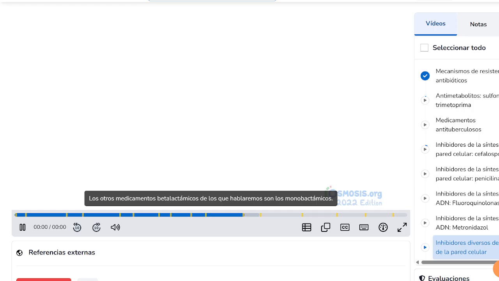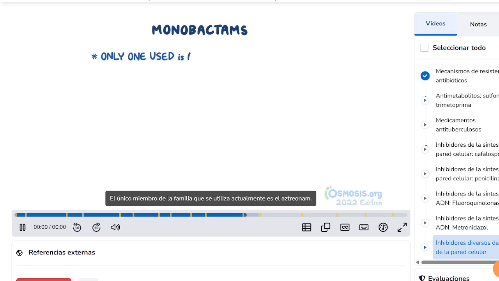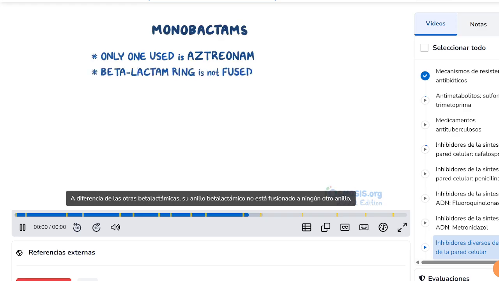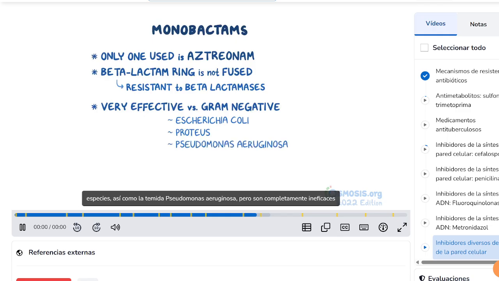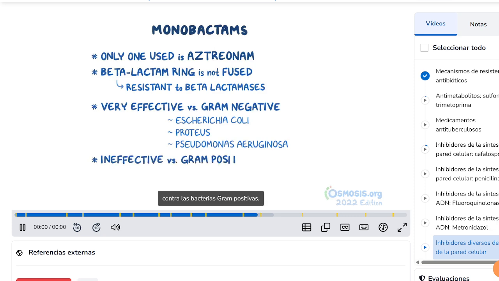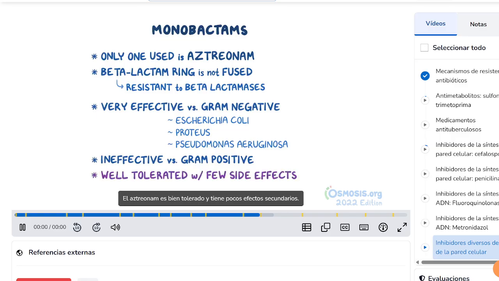The other beta-lactam medication we'll talk about are the monobactams. The only member of the family that's currently used is aztreonam. Unlike the other beta-lactams, their beta-lactam ring is not fused to any other ring, and it's sticking out on its own. This makes them resistant to beta-lactamases, as they can't fit properly inside them. They're very effective against gram-negative bacteria, like Escherichia coli and Proteus species, as well as the dreaded Pseudomonas aeruginosa, but they're completely ineffective against gram-positive ones. Aztreonam is well tolerated and has few side effects.